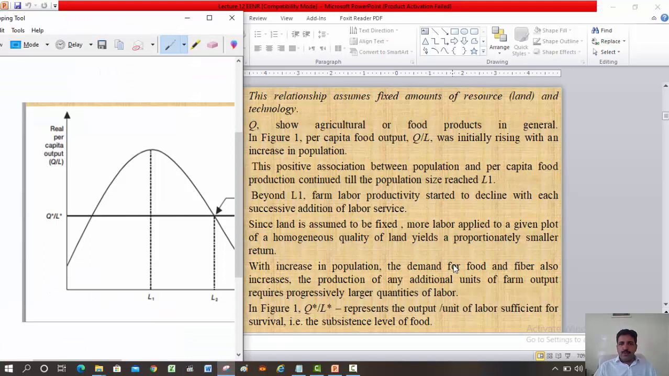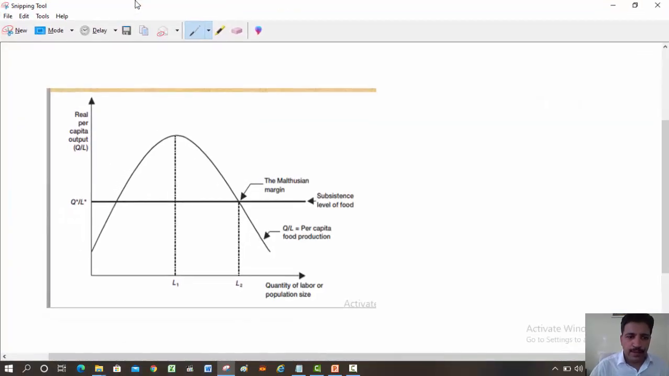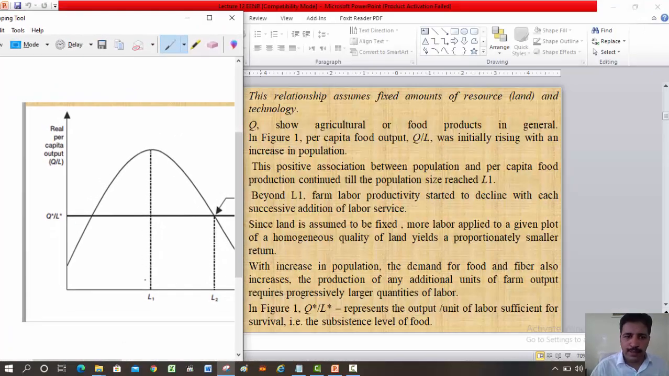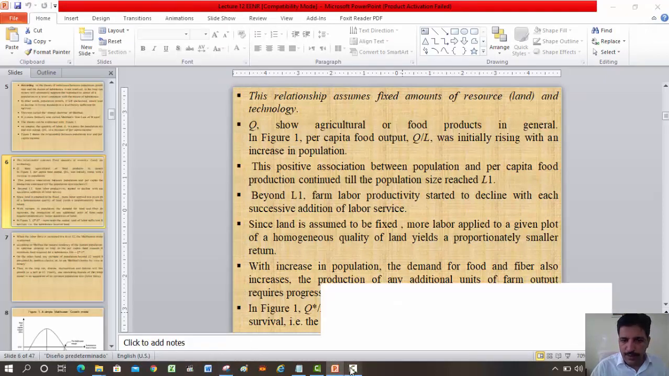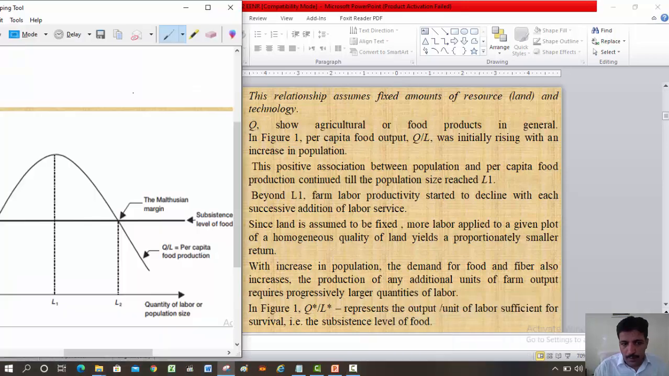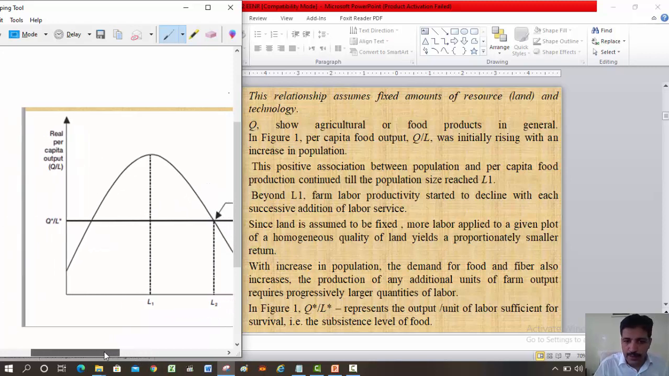The relationship assumes a fixed amount of resources, land and technology. It is assumed in this figure that the land is fixed, and similarly the technology is also fixed. So on the x-axis we measure the population size represented by labor, while on the y-axis the real per capita income has been measured. The Q shows the agriculture or food products in general.